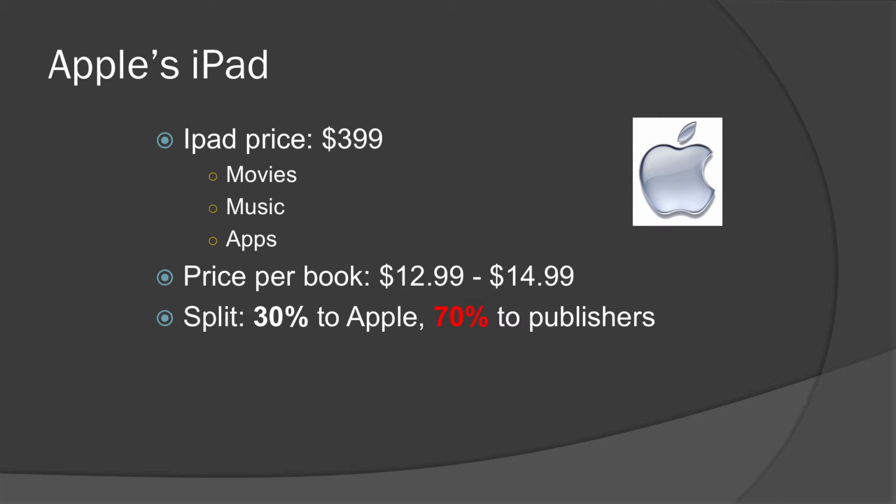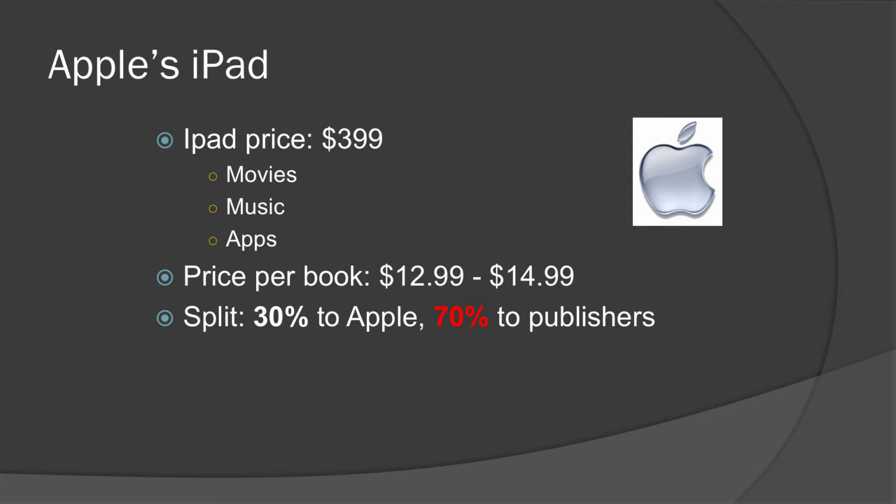It offered not just reading, but movies, music, apps. It's a differentiator. So Amazon's the low-cost strategy. Apple is the differentiator. And you can see in the pricing of the books, it's higher. And Apple made way more concessions to the publishers.